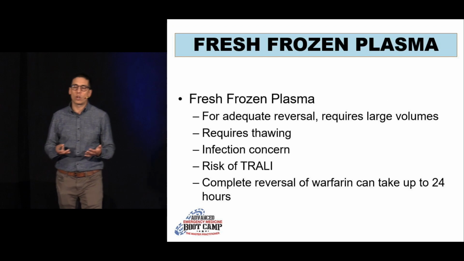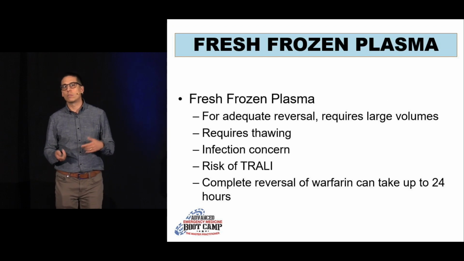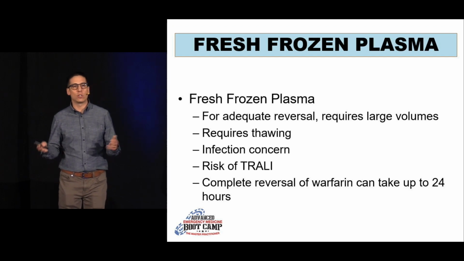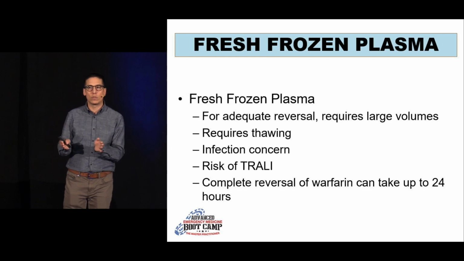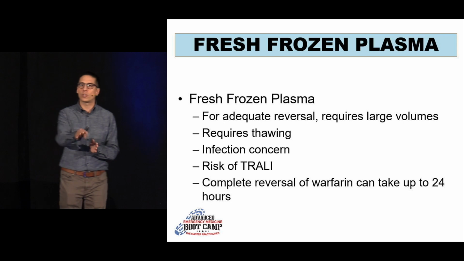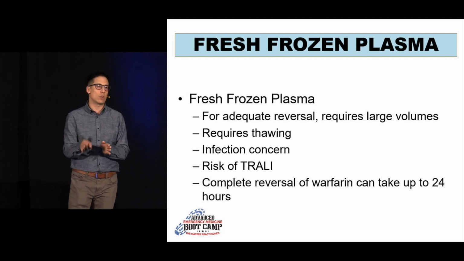FFP, we know there's large volumes. FFP, by the way, is the product that's most associated with TRALI. The rate of TRALI is like 1 in 50,000 to 1 in 500,000, nobody really knows, because the rates of transfusion-related acute lung injury have gone way down over the last few years, and that's because we use so much less plasma. PRBCs don't give you TRALI very much.